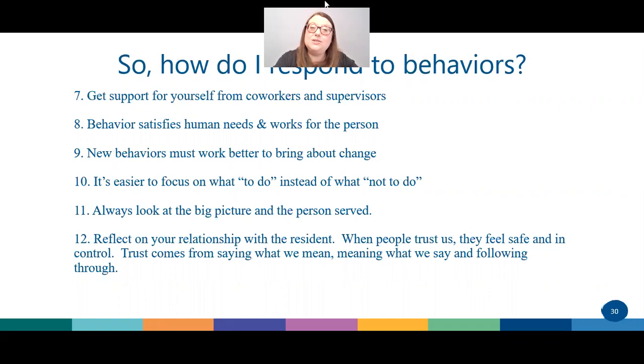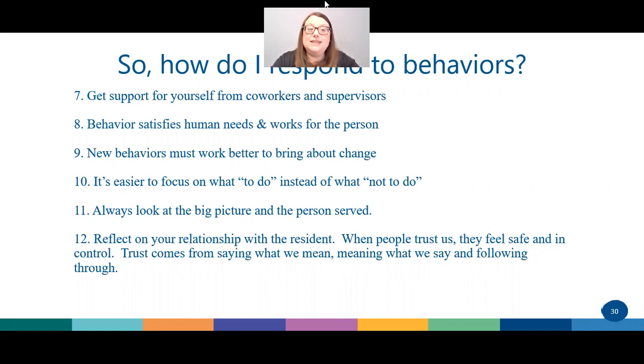New behaviors must work better to bring about change. If I could figure out a different behavior to display to get the waiter or the waitress to bring my check over to me, I will stop straightening up the restaurant table and I will do whatever that new behavior is. But it's been working for me so far, so I have continued to do it from time to time.